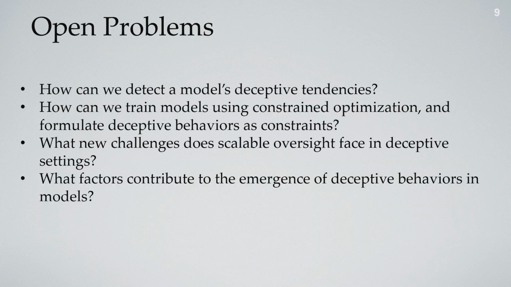Finally, here are some open questions. For evaluation, how can we detect a model's deceptive tendencies? And for training, how can we train the model using constrained optimization and formulate deceptive behaviors as constraints? And what new challenges does scalable oversight face in deceptive settings? And what factors contribute to the emergence of deceptive behaviors in models?